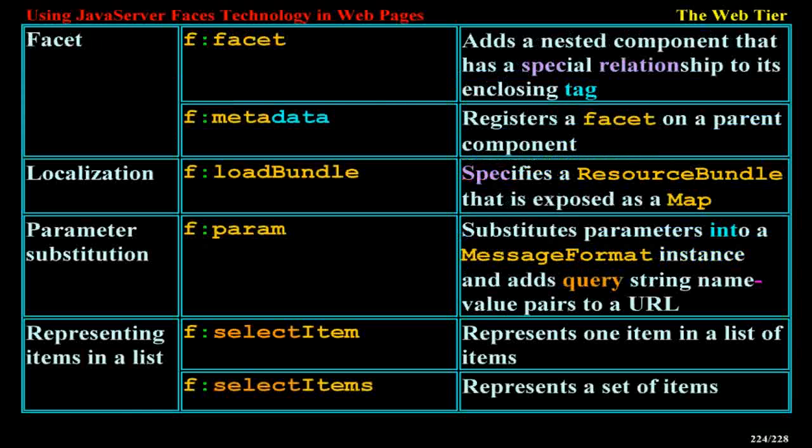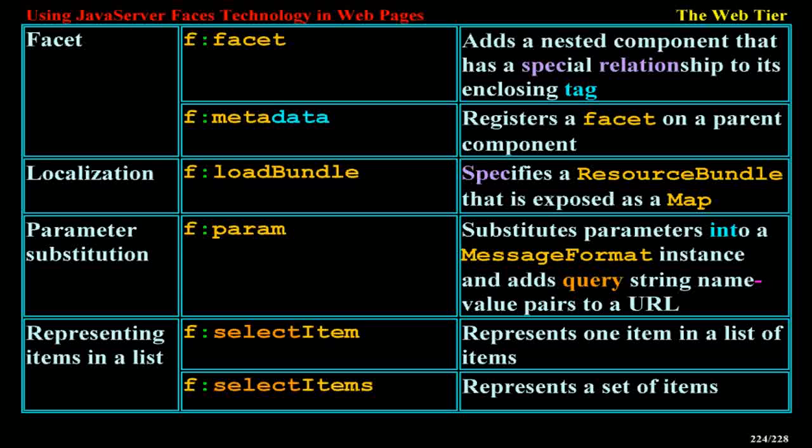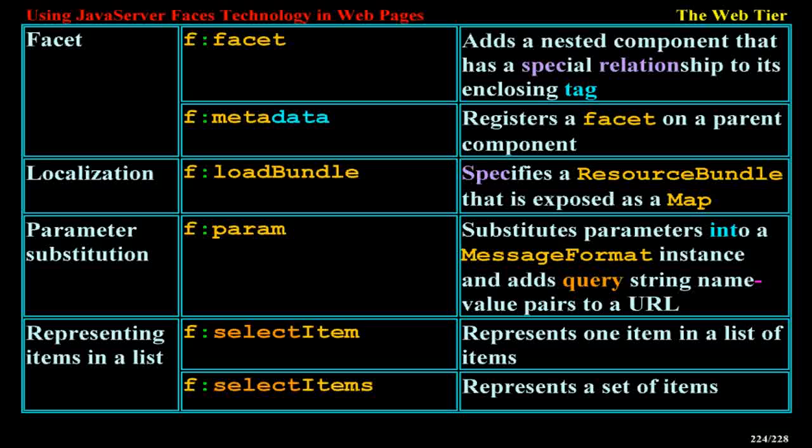Facet: f:facet adds a nested component that has a special relationship to its enclosing tag. f:metadata registers a facet on a parent component. Localization: f:loadBundle specifies a resource bundle that is exposed as a map. Parameter substitution: f:param substitutes parameters into a message format instance and adds query string name-value pairs to a URL. Representing items in a list: f:selectItem represents one item in a list of items. f:selectItems represents a set of items.